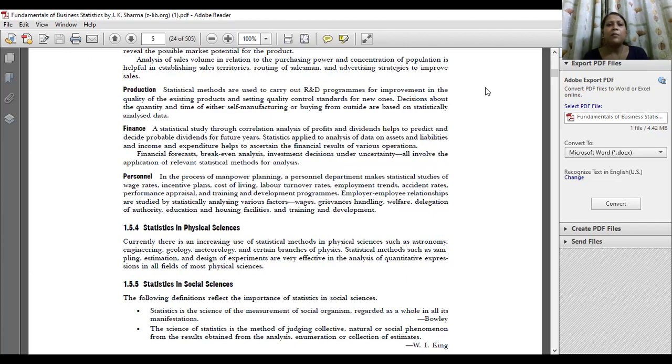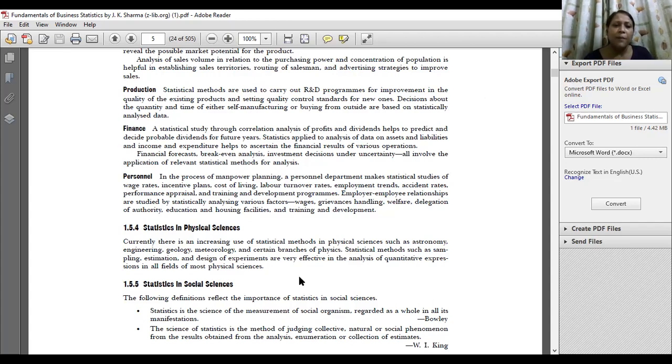Similarly, statistical methods are also used to carry out R&D programs for improvement in the quality of existing products and setting quality control standards for new ones. In finance also, statistics are applied. A statistical study through correlation analysis of profits and dividends helps to predict and decide probable dividends for future years. And in personnel management also, statistics are applicable. In the process of manpower planning, a personnel department makes statistical studies of wage rates, incentive plans, cost of living, labor turnover rates, etc.